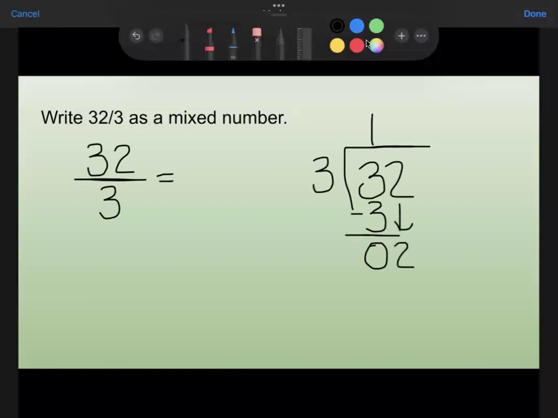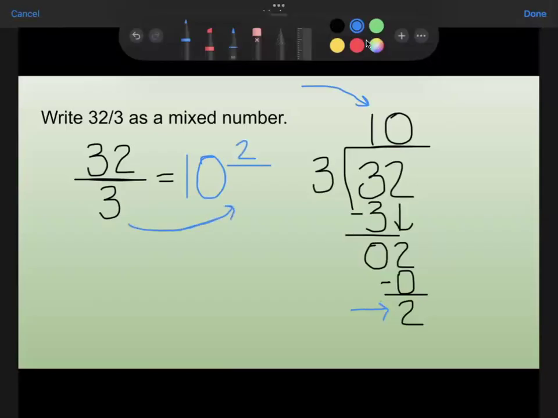Bring down the 2. Now 3 does not fit into 2, so I have to represent that with a 0. 0 times 3 is 0. When I subtract that, I get 2 left over. So here's how it becomes the mixed number. The number on the top I got as my answer becomes the whole number, so that's going to be 10. The number I got down here is my remainder, becomes the numerator of the fraction, and we keep the denominator of the fraction the same. So 32 over 3 is the same as 10 and 2/3.